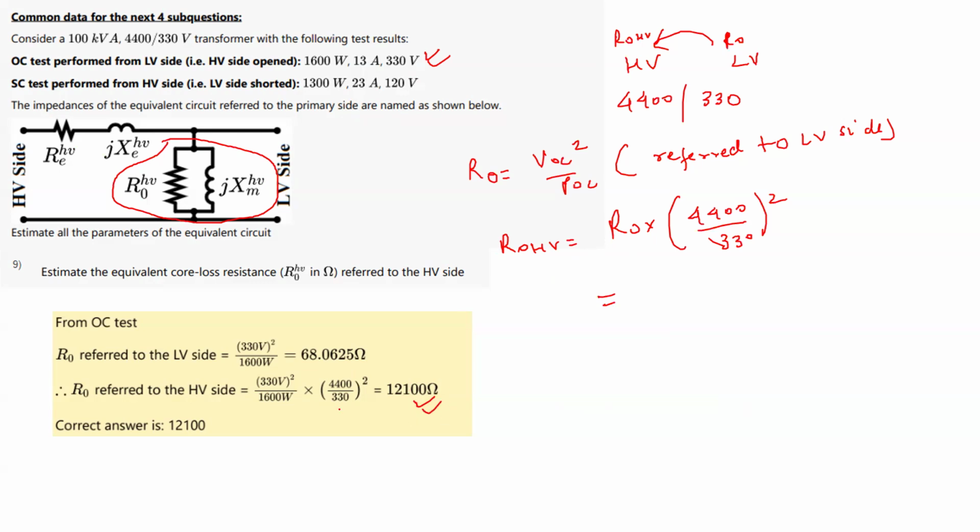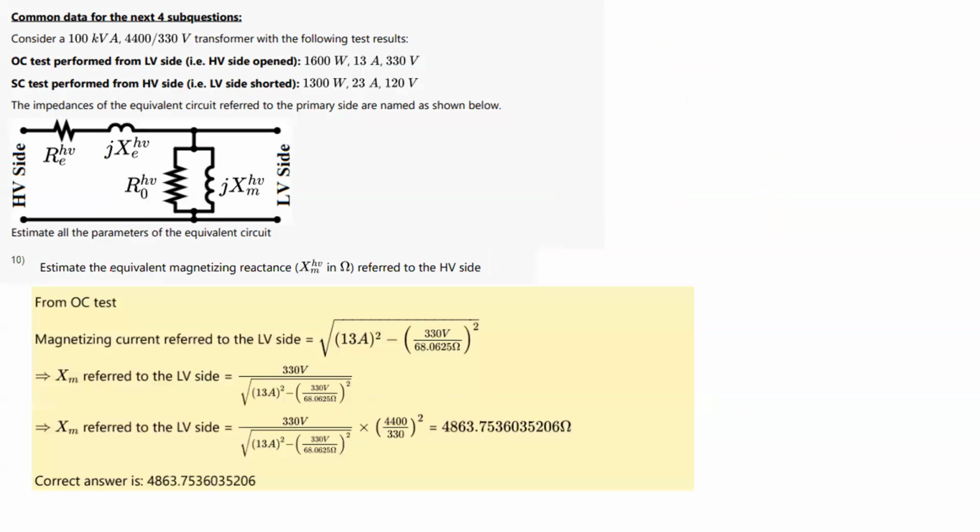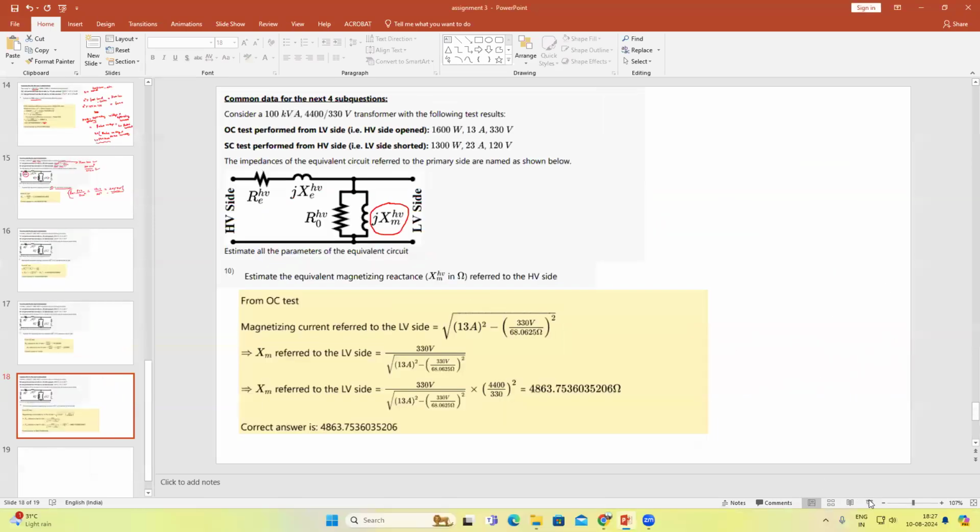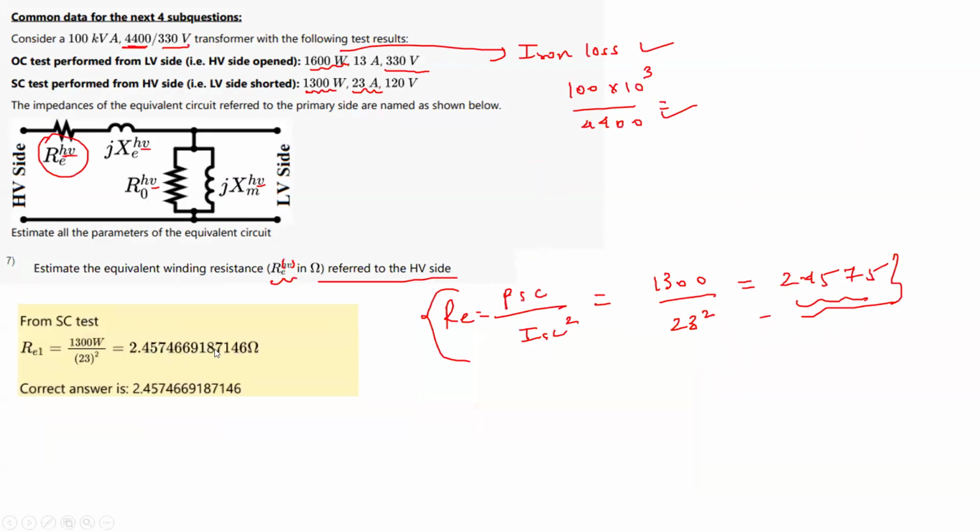Okay. Now we'll see the last question. In the last question, we have to determine this XM referred to the HV side. Now be very careful. Do not think, if I do V by I, I'll get Z, then again Z minus R square I'll do, then I'll get X. No, this is a parallel combination. You cannot do it like that, because this is a parallel combination. So you have to use the formula which I have written very specifically. Okay, so let me go to that formula.